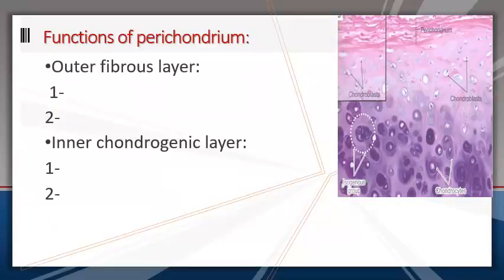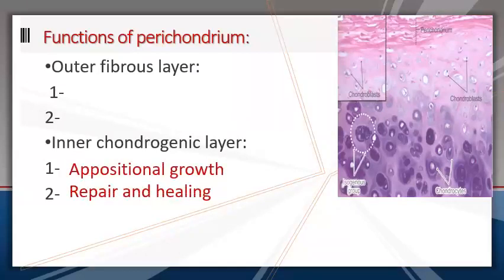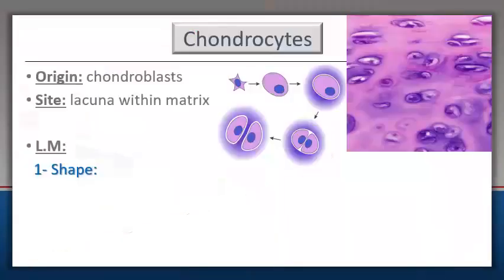So when we return to the functions of the perichondrium, we said that the function of the inner chondrogenic layer of the perichondrium is the function of the chondroblast. These cells are responsible for appositional growth of cartilage, which means addition of new layers of cartilage on the existing cartilage. They are also responsible for repair and healing of cartilage.